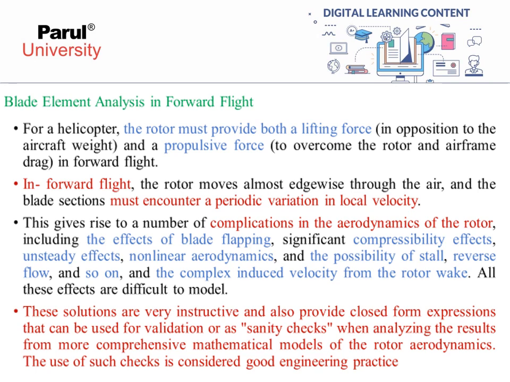The blade element analysis in forward flight. For a helicopter, the rotor must provide both a lifting force in opposition to the aircraft weight and the propulsive force to overcome the rotor and airframe drag in forward flight. In forward flight, the rotor moves almost edgewise through the air, and the blade section must encounter a periodic variation in local velocity. This gives rise to a number of complications in the aerodynamics of the rotor, including the effect of blade flapping, significant compressibility effects, unsteady effects, non-linear aerodynamics, and the possibilities of stall, reverse flow, and so on, and the complex induced velocity from the rotor wake. All these effects are difficult to model.